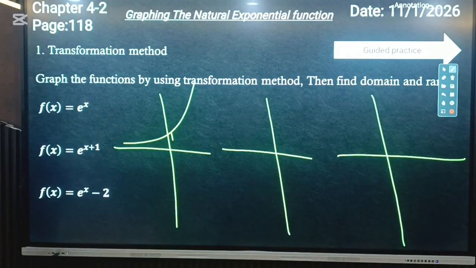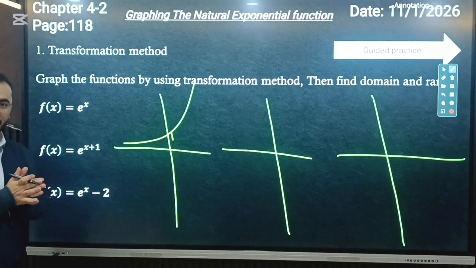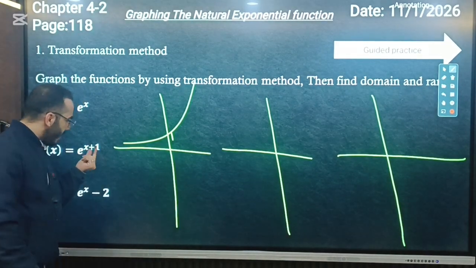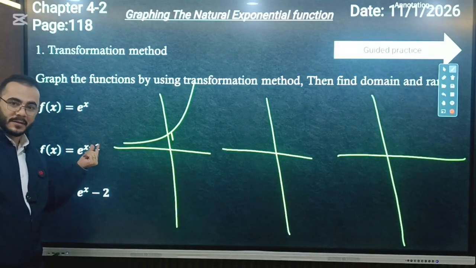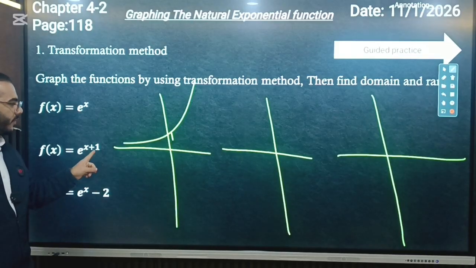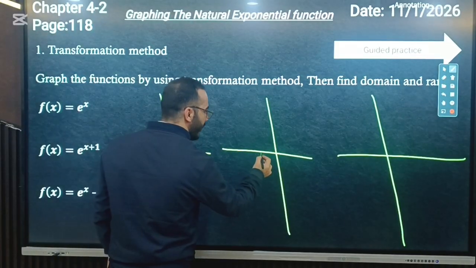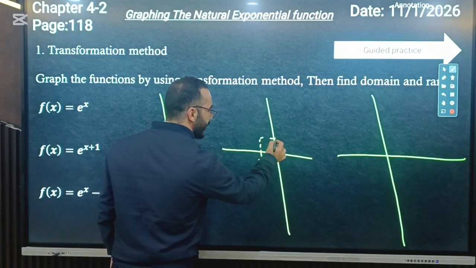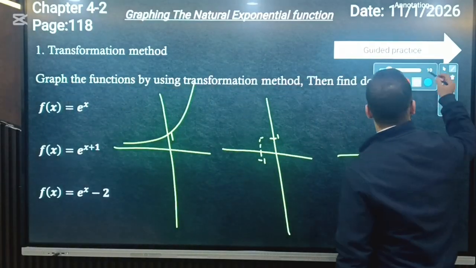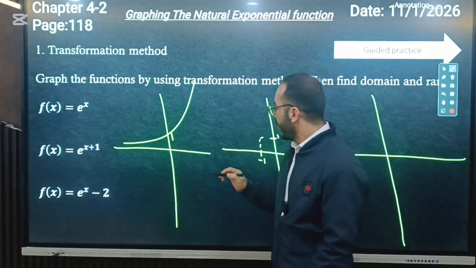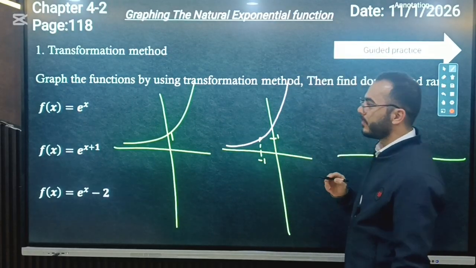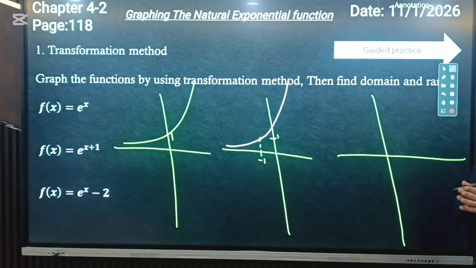And the second one is e powered by x plus 1. Since the changing number is in the exponent and it's positive, remember we said that if there is positive, we need to go to left. How many units? 1 unit. So imagine here is -1, and here is exactly 1. So the graph would be something like this. Let me just change the color in order to make it more clear. White is better. So in that case, the graph would move here. That is going to be the transformation, which we call horizontal transformation.